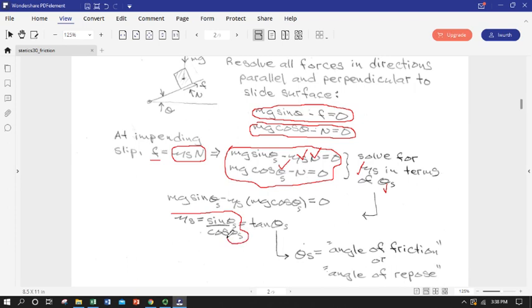Everything else ends up canceling out, and we're left with an expression of our coefficient of static friction in terms of only the angle, with a couple of trig functions. So as we all know, sine over cosine is tangent, so we can say that mu sub s, or the coefficient of static friction, is equal to the tangent of the slope angle at which slip is imminent for the block that's going to slide down it.